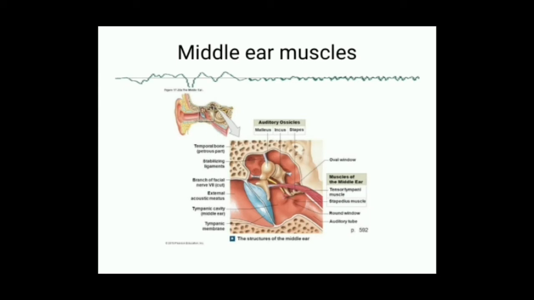And it is innervated by the fifth cranial nerve, that is the trigeminal nerve. What is the action of tensor tympani muscle? When this tensor tympani muscle contracts, it will pull the malleus towards the middle ear. So it will tense the tympanic membrane and reduce the vibration of the tympanic membrane, thereby reducing the sound transmission.